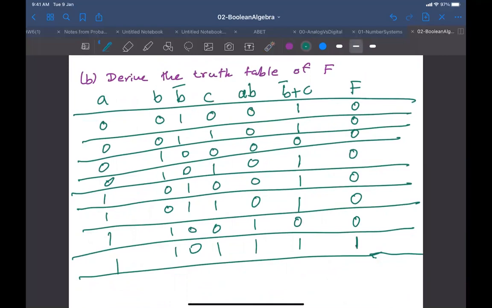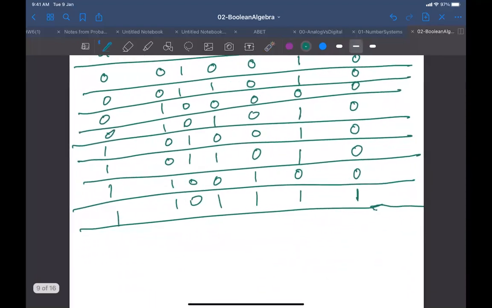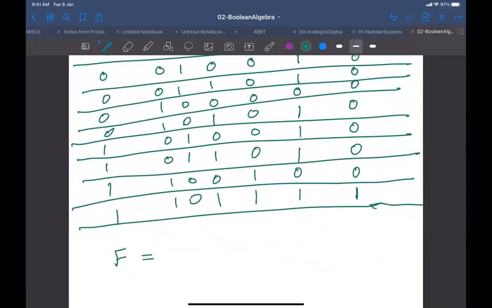So what did we learn here? That F is actually equal to A AND B AND (B complement OR C), which is, in fact, equal to ABC, the ANDing of the 3 inputs, because it is 1 only when all of them are 1. This is what it means. So again, Boolean functions can be written in many different ways, and some of them are simpler than others.